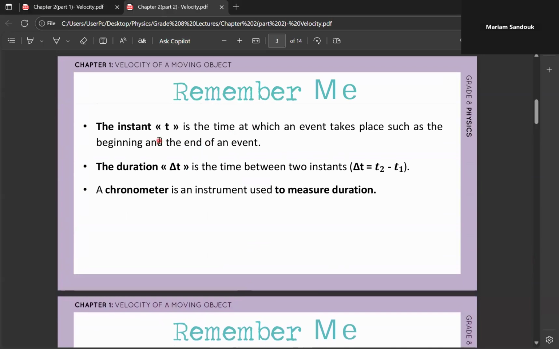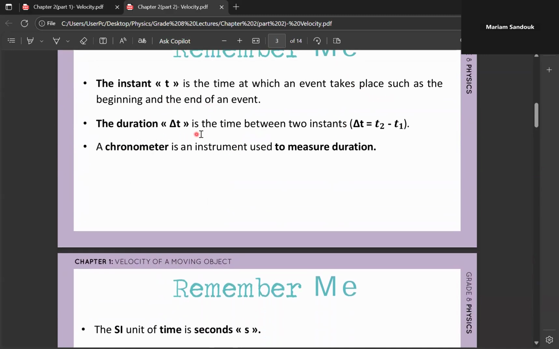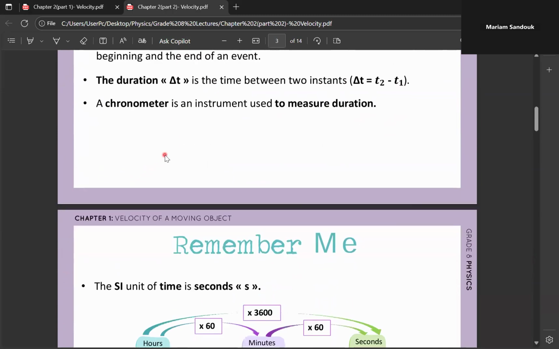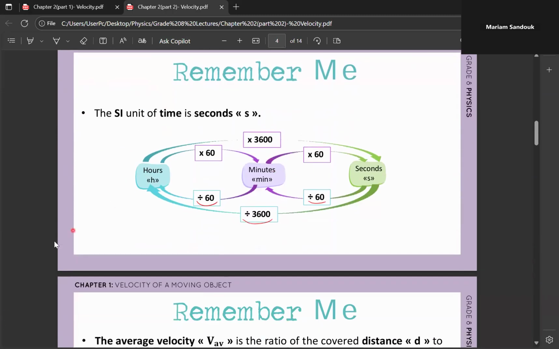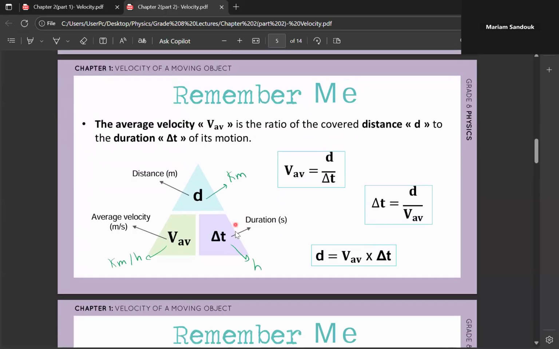Okay, as we said, the instant T is the time at which the event takes place, such as the beginning and the end of an event. The duration delta T is the time between these two instants, so it's T2 minus T1. And we use a chronometer to measure the duration. We have seen the units of time, and the SI unit of time is seconds, and we have learned to convert from one unit of time into another. We said also that the average velocity is the ratio of the distance to the duration of its motion. So the average is d over delta t.